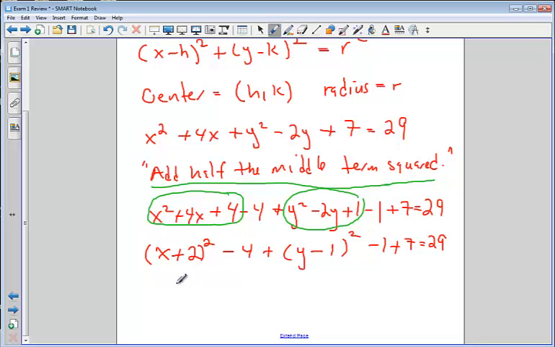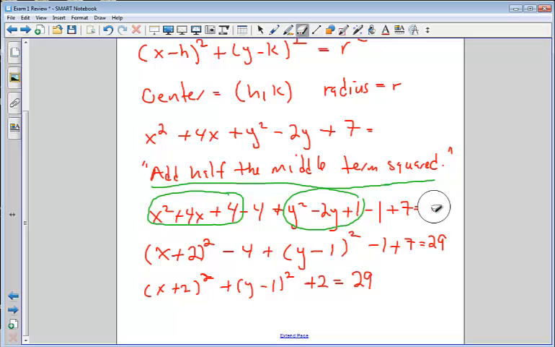Great. All right, so let's bring the numbers together. So I have x plus 2 quantity squared, and then I have plus y minus 1 quantity squared. I have minus 1, minus 4, minus 1, which is negative 5, plus 7, so plus 2 is equal to 29. And actually, I'm going to change this right-hand side so we can make this nice. So instead of having it equal to 29, let's just change it.